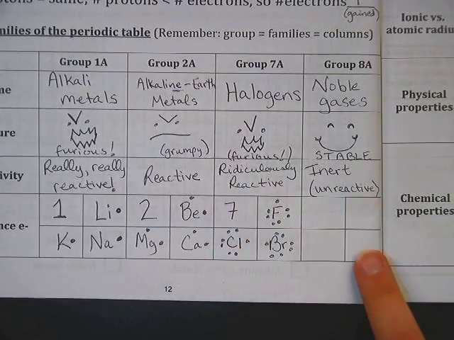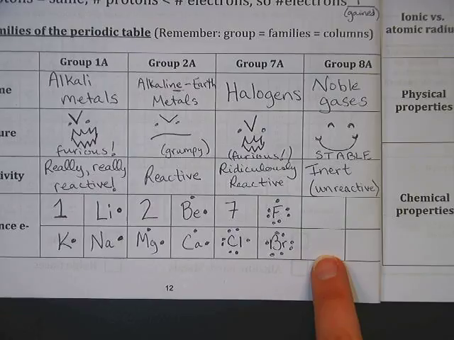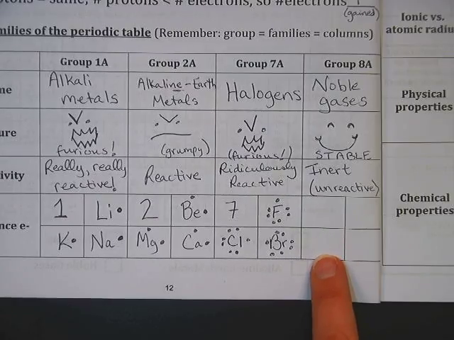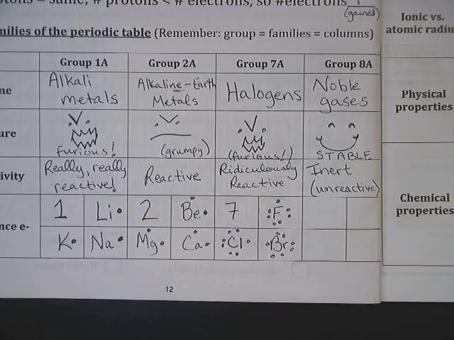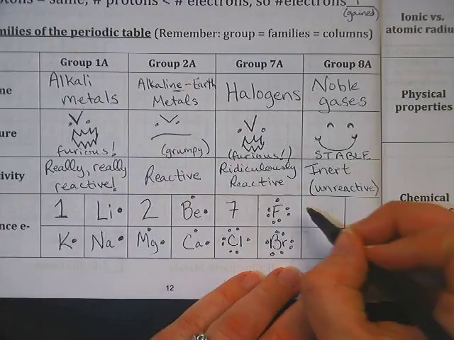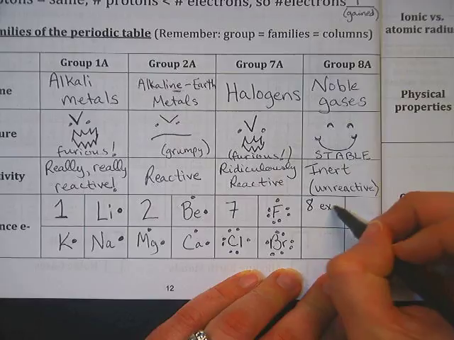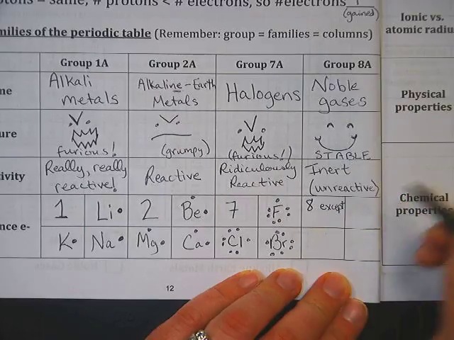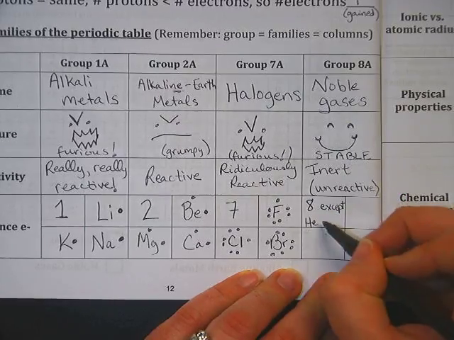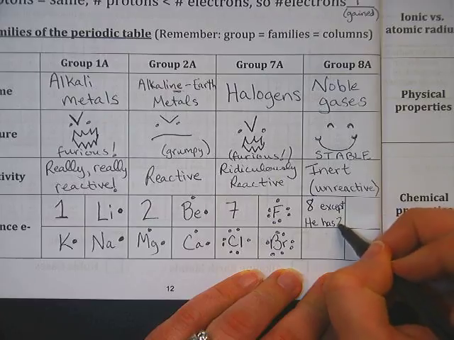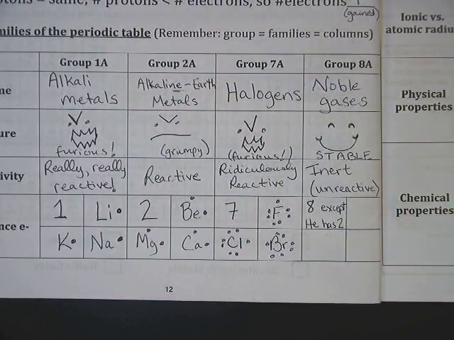Okay. How many valence electrons do the noble gases have? They have 8, except one of them, hydrogen, not hydrogen, close enough, except helium only has 2 valence electrons because helium only has 2 electrons total. So 8, except helium has 2.